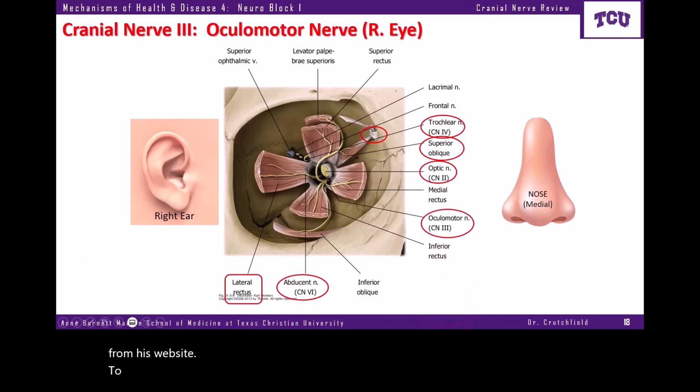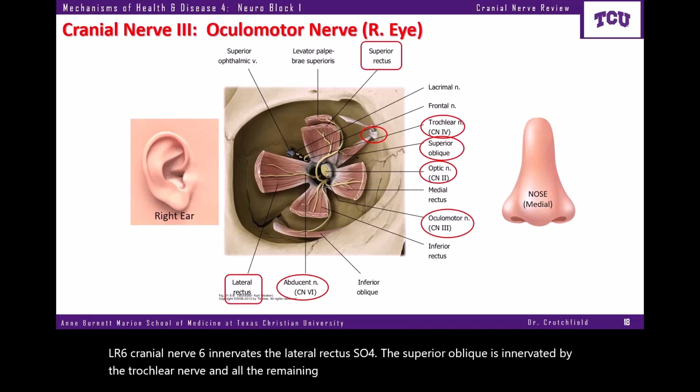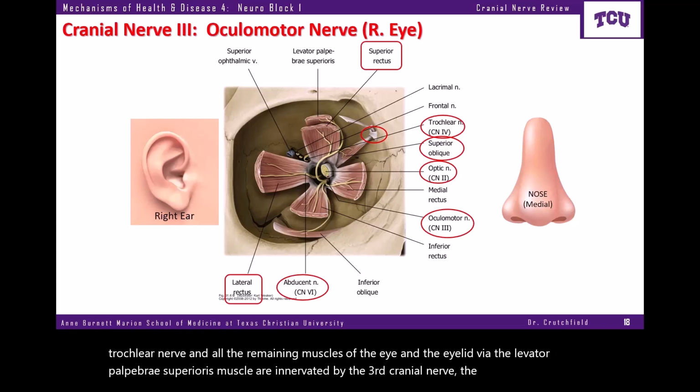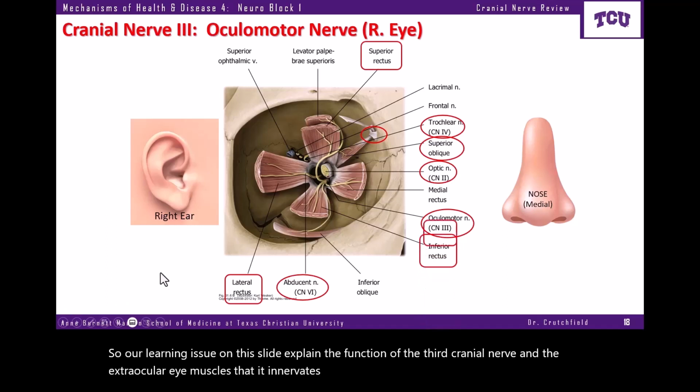To review, the image here shows us the innervation of all the eye muscles. LR6, cranial nerve 6, innervates the lateral rectus. SO4, the superior oblique, is innervated by the trochlear nerve, and all the remaining muscles of the eye and the eyelid, via the levator palpebrae superioris muscle, are innervated by the 3rd cranial nerve, the oculomotor nerve. So our learning issue on this slide: explain the function of the 3rd cranial nerve and the extraocular eye muscles that it innervates.